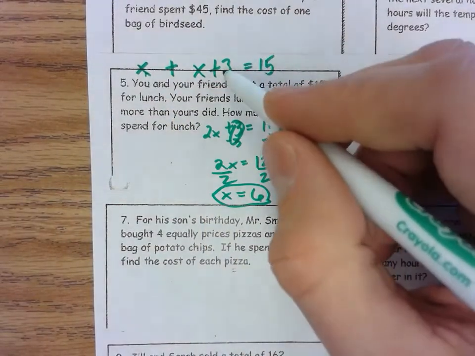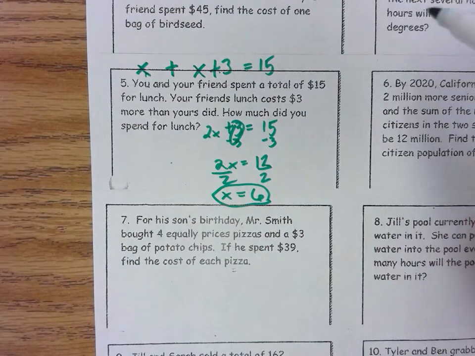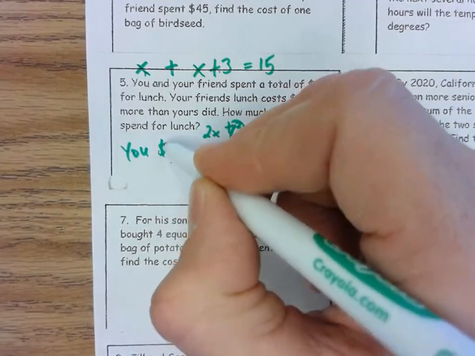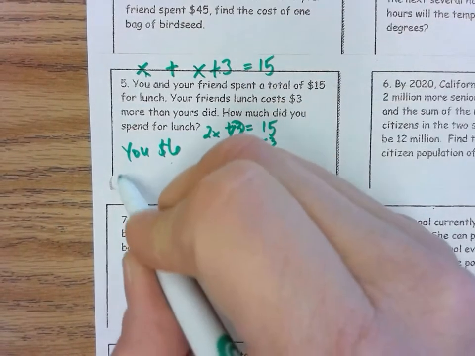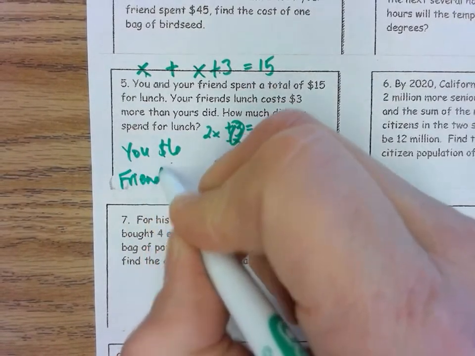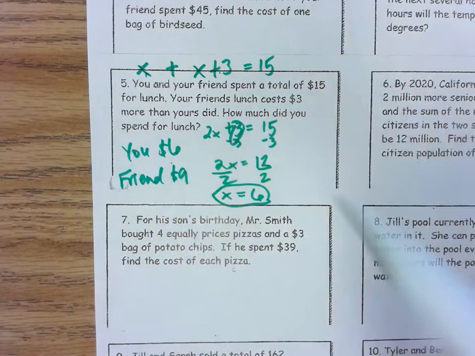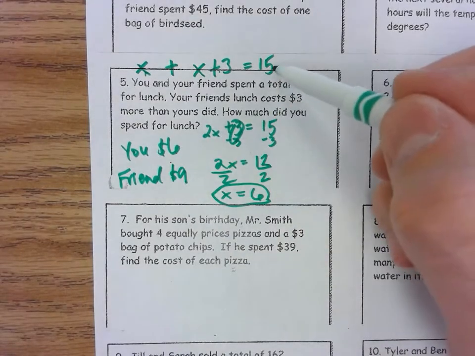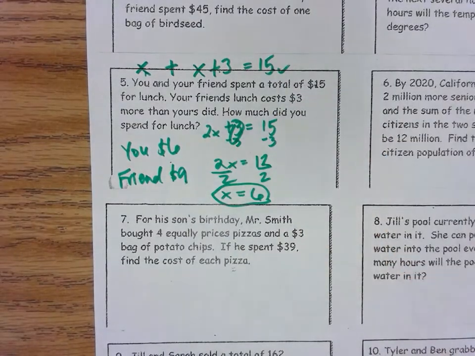How much was your friend's lunch? Well, that would be $9 for the friend, okay? So you spent $6. Friend was $3 more than that, and that was $9. So you can see you is 6, friend is 9. If you add 6 plus 9, of course, that gives you a total of 15.